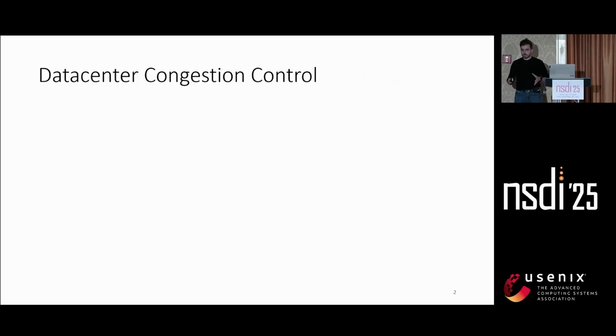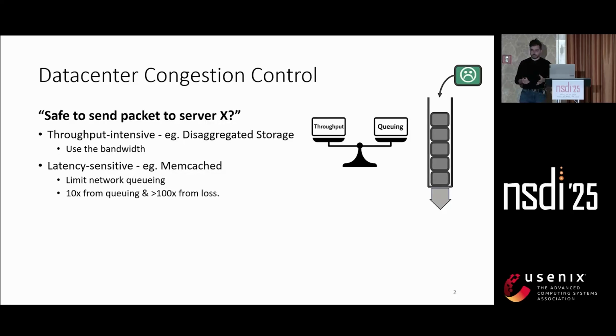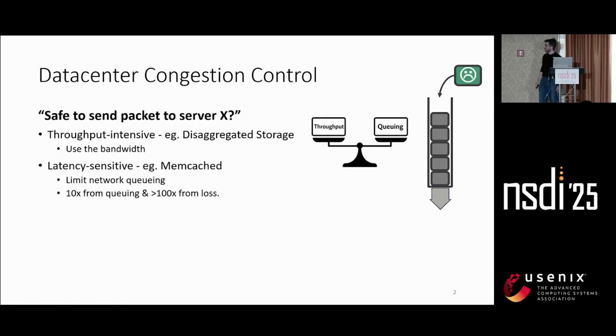So let's first establish why we're talking about congestion control in data centers. One reason is that it directly affects application performance. And the reason for that is that it has a very core mission, which is to decide if it's safe to send a packet to a server. So if it's very conservative in this mission, it will hurt the performance of throughput-intensive applications like disaggregated storage. And if it's too aggressive in this mission, it will inevitably form queuing in the network, and that will degrade the performance of latency-sensitive applications, like, for example, USENIX, where you can get an order of magnitude more latency due to queuing, and maybe 2 orders of magnitude if you have packet loss.